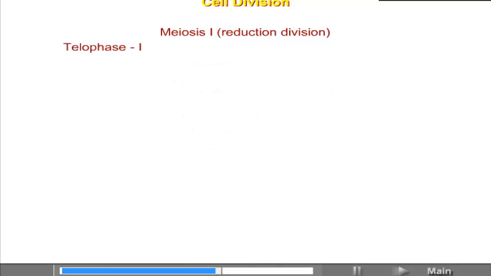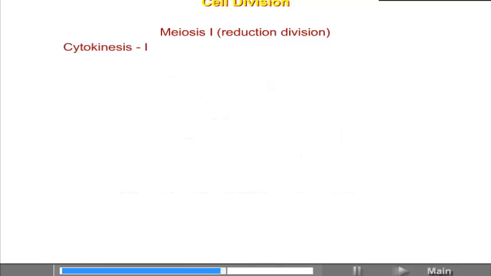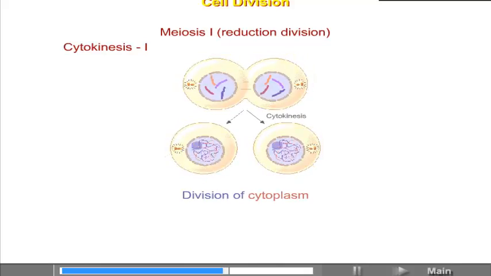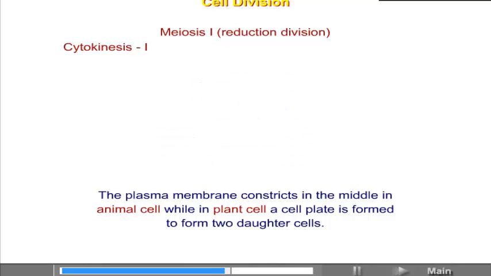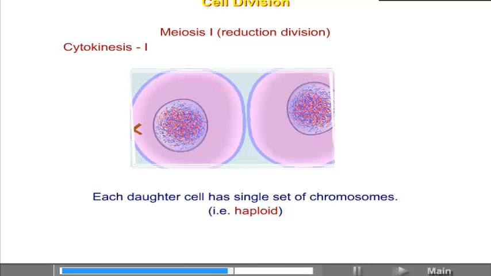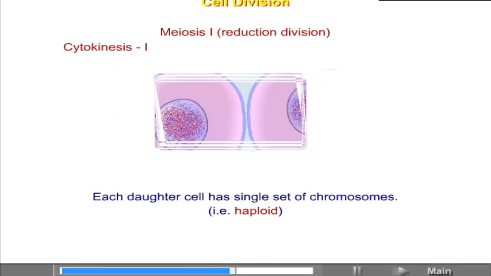Telophase I. Uncoiling of chromosomes to form chromatin. The nuclear membrane and nucleolus reappear, forming two daughter nuclei. Cytokinesis I, division of cytoplasm. The plasma membrane constricts in the middle in animal cells, while in plant cells, a cell plate is formed to form two daughter cells. Each daughter cell has a single set of chromosomes, that is, haploid.